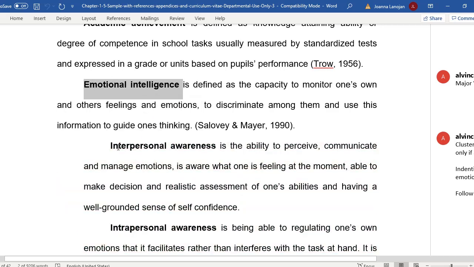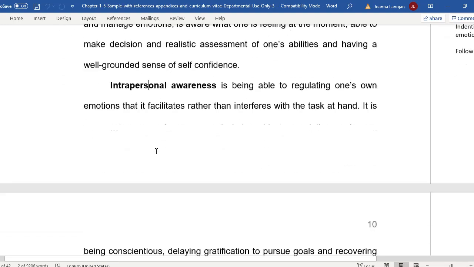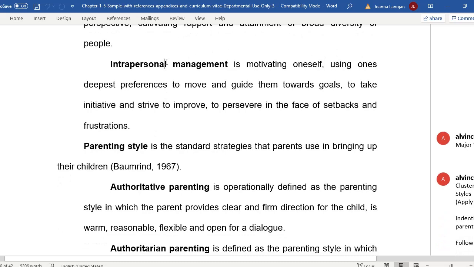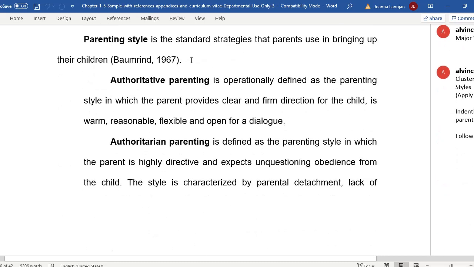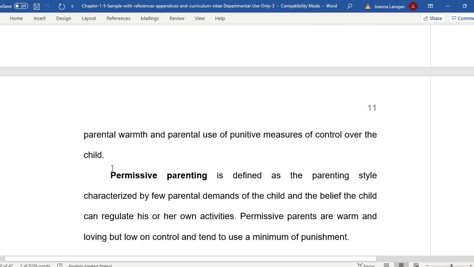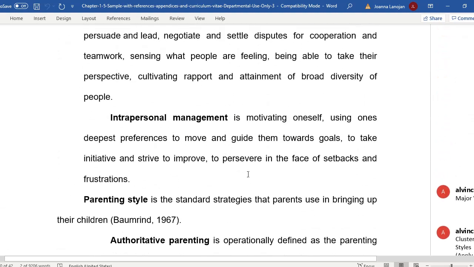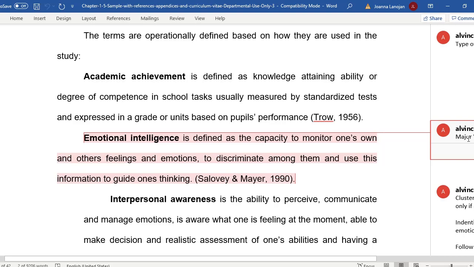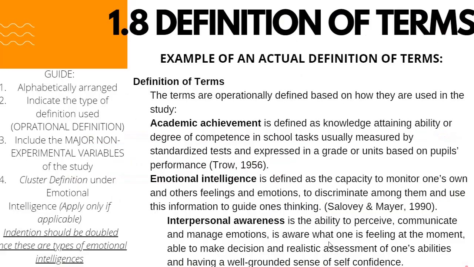So emotional intelligence has 1, 2, 3, 4, four in all. And then parenting style has 1, 2, 3 parenting styles. Okay? So what you place in your definition of terms are only your major variables.